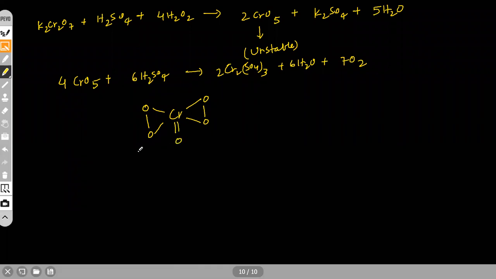What is the oxidation state of chromium here? Can you tell me the oxidation state of chromium? Plus 6, right? Yes, it is plus 6. Very good. Okay, so we'll take a break and then start after the break. Two, three, four compounds more we have to do, preparation and properties, and we'll finish this. We'll start at 4:10, correct?